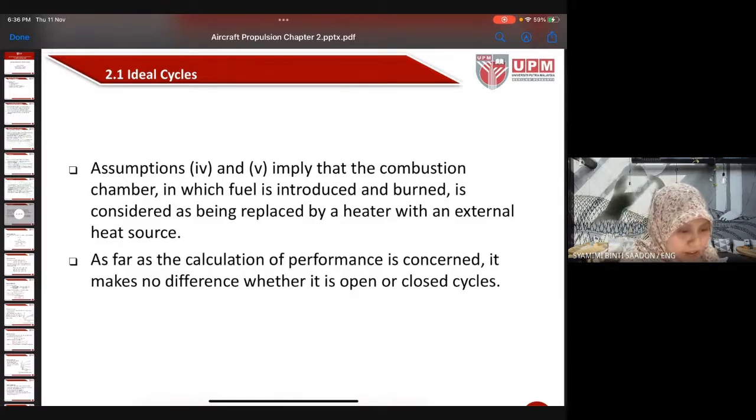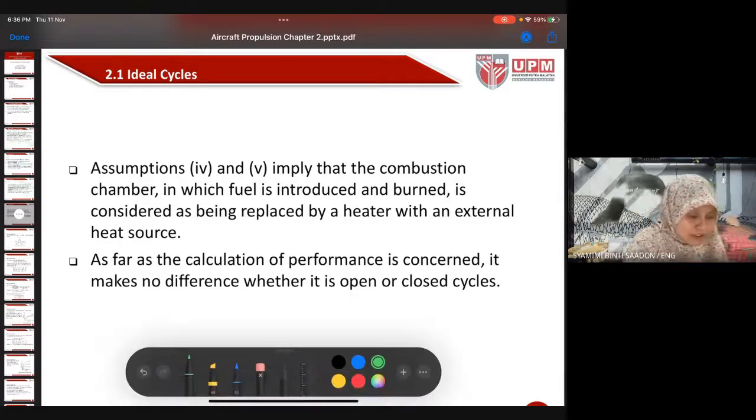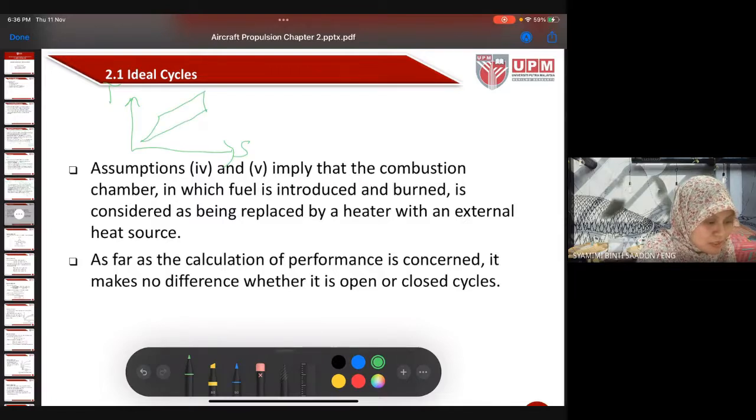I repeat again one of the differences between open and closed cycles for the basic cycle. For a closed cycle, if you have a TS diagram of the basic one, we have something like this. The first one is the compressor, 1 to 2 compressor, 2 to 3 evaporator or boiler, 3 to 4 is the expansion turbine, and 4 to 1 is the condensation. This is a closed turbine cycle.